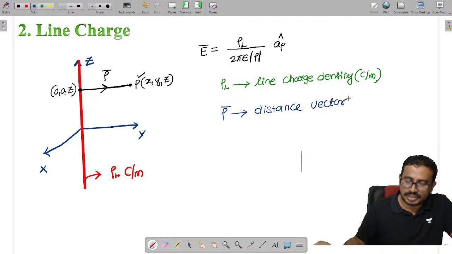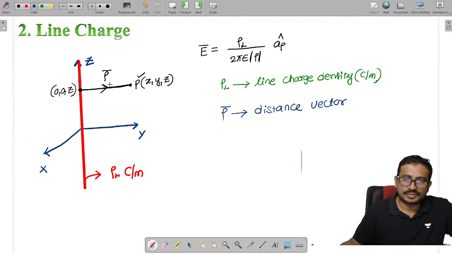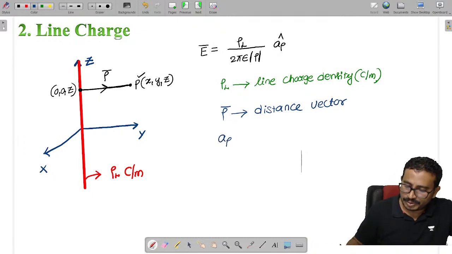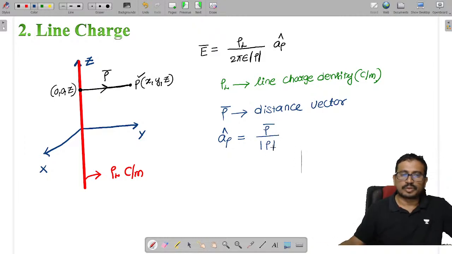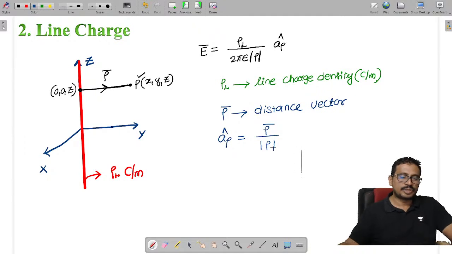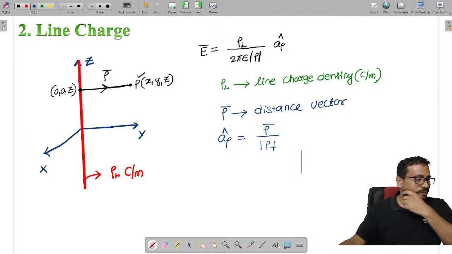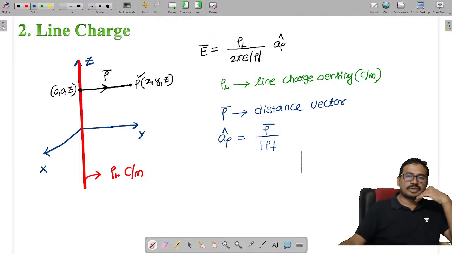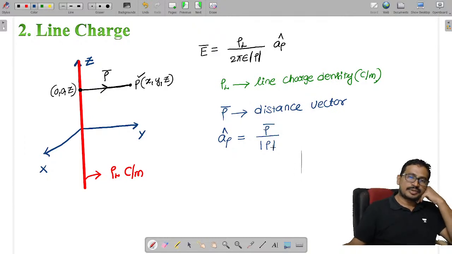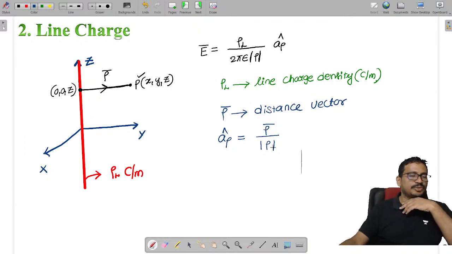Distance vector means final point minus initial point. And what is this a rho cap? It is a unit vector. How to get a unit vector? It is given as rho bar by modulus of rho. That is a unit vector. Fine, all of you. Where ρL is the line charge density, rho bar is a distance vector and a rho cap is a unit vector.